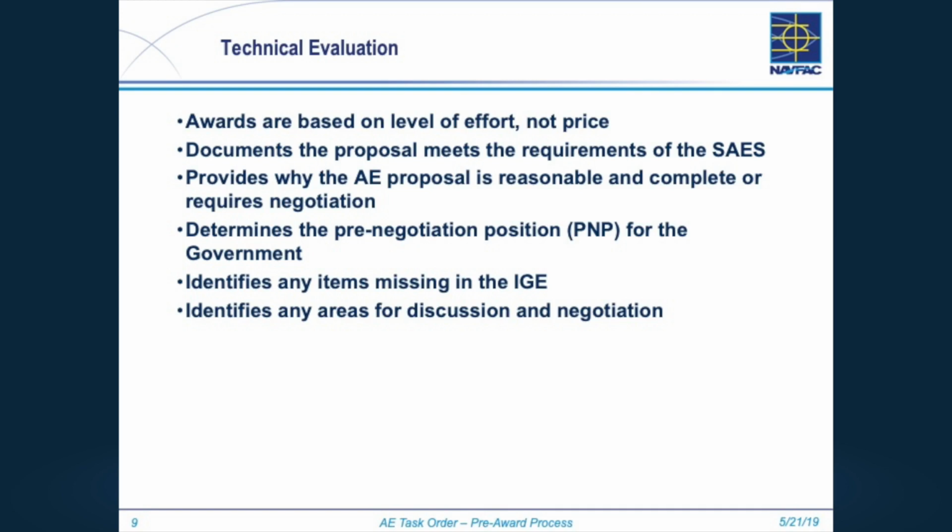We have to do our technical analysis to make sure that we are buying what we asked for, that they are meeting the needs of the statement of work. So we are verifying that their price proposal includes everything we said we wanted in the statement of work and meets the deliverable schedule. Your evaluation gives the acquisitions people the pre-negotiation position and identifies anything that's missing in the GE. We've all had errors and omissions, and anything that we need to do to move forward to discuss and negotiate.